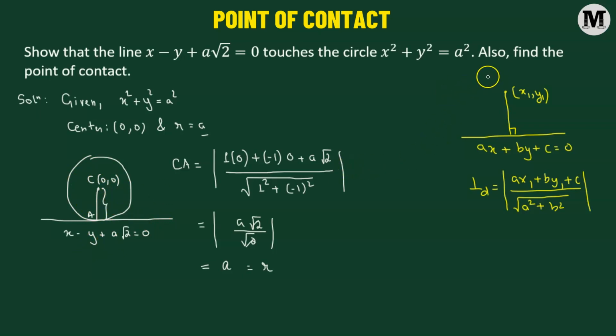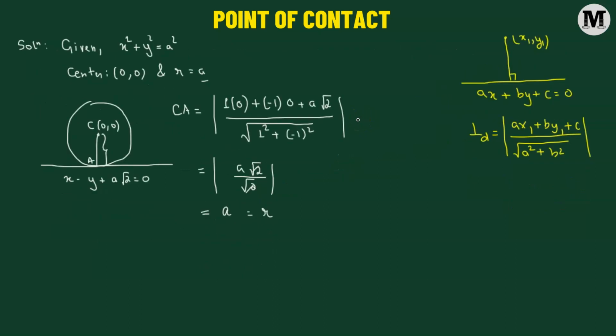Now our next goal will be to find the point of contact. So we'll assume that the point of contact A has the coordinates x1, y1. Now this particular point lies on both the circle as well as the straight line. So that means it must satisfy both the equations. So we'll start with the equation of the straight line. We will get x1 minus y1 plus a times square root of 2 equals 0. All we have done is replace x with x1 and y with y1.